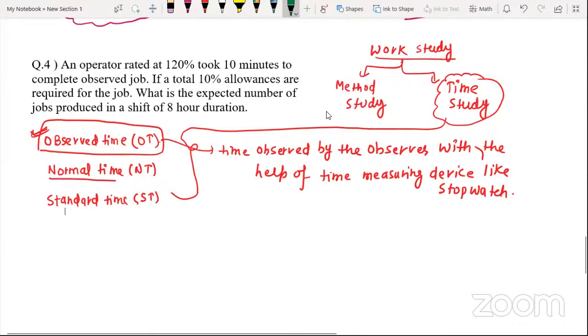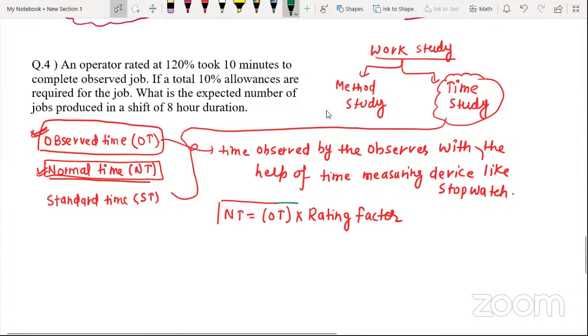Now the second one is normal time, NT. It is the time required to complete a job by a normal worker under normal working conditions. So NT is going to be the product of OT, that is observed time, into rating factor. Each and every operator has a performance rating or rating factor.